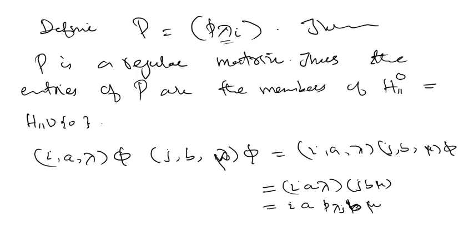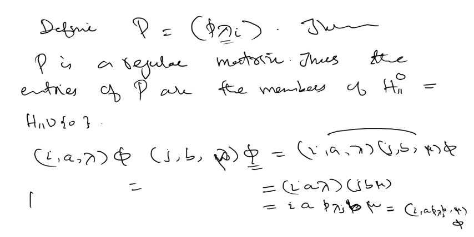This one you can see is actually equal to i, the first entry, and the second entry is a p_lambda j b, then mu of phi. So the product of these two elements (i, a, lambda)(j, b, mu) is equal to (i, a p_lambda j b, mu), and with respect to this product it's a semigroup, the Rees matrix semigroup, and this map will become an isomorphism with respect to this product.